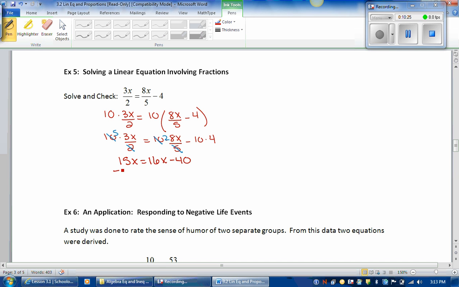Move the smaller one. It's going to leave me with 0 equals x minus 40. And we add over that 40. You get 40 equals x, or x equals 40. Okay, so that's how you get rid of those denominators so you don't have to deal with the fractions.